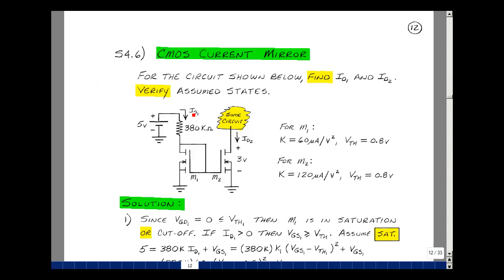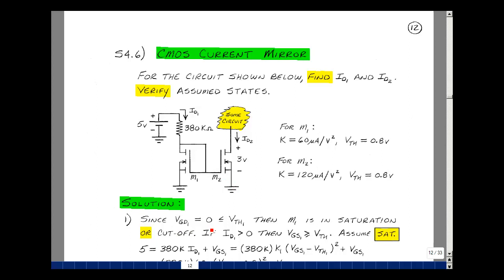Could you solve for the current ID1 and ID2, and then verify your assumed states? For transistor 1, K is 60 microamps per volt squared with a threshold of 0.8, and for M2, K is doubled with the same threshold voltage. Now note that there's a short circuit here between the gate and the drain of transistor 1, and that the gate source of transistor 1 is in parallel with the gate source of transistor 2.